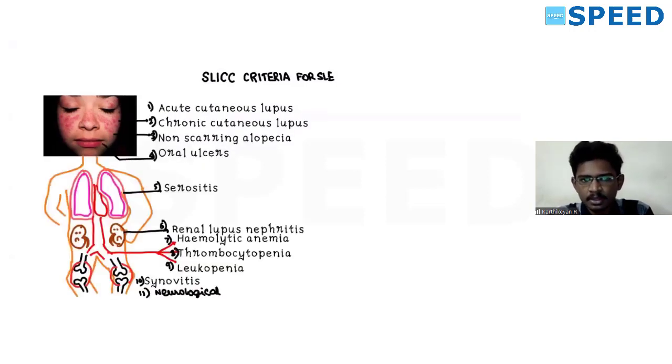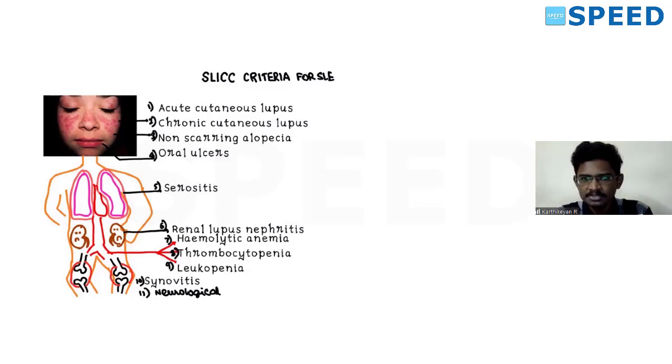Then next, let's see the coverings, the serosal membranes of the lungs, heart as well as peritoneum. So pleuritis, pericarditis as well as peritonitis. All these are serositis. They also constitute one of the criteria for SLE. Next, the kidneys are there. Renal involvement, which we call lupus nephritis. We have so many grades, we'll see it in further classes.